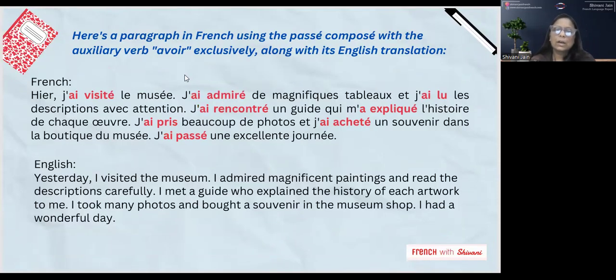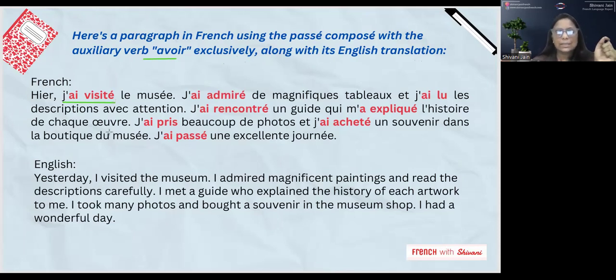Then, il y a un petit paragraphe que j'ai écrit au passé composé. Now, you just see how the sentences are made. Donc, il y a un petit paragraphe in French using the passé composé with the auxiliary verb avoir exclusively along with its English translation. Il y a la traduction aussi. Okay? Now, the French: hier, j'ai visité le musée. Yesterday, I have visited the museum.